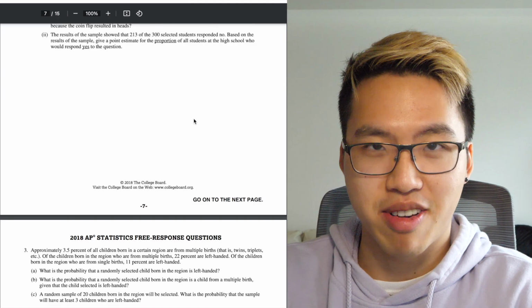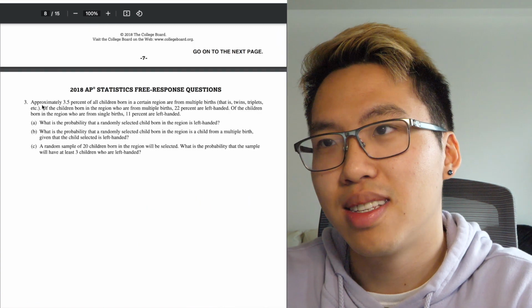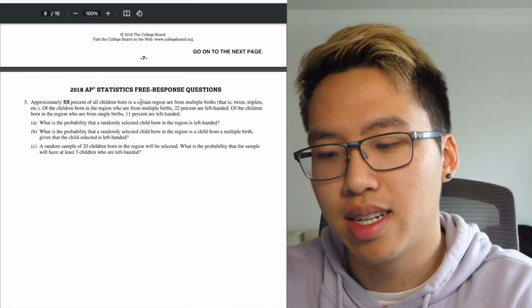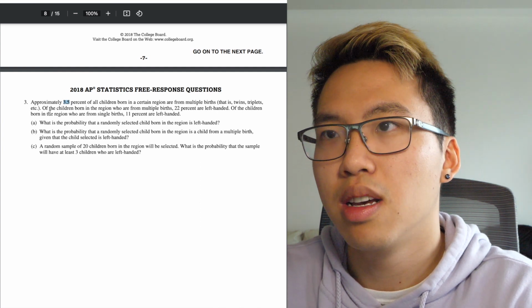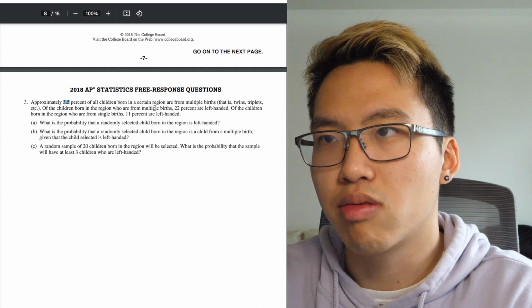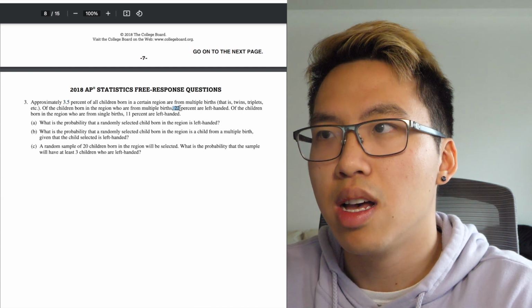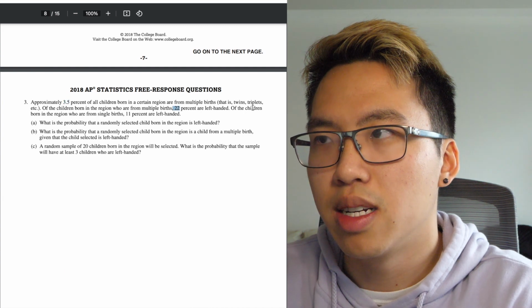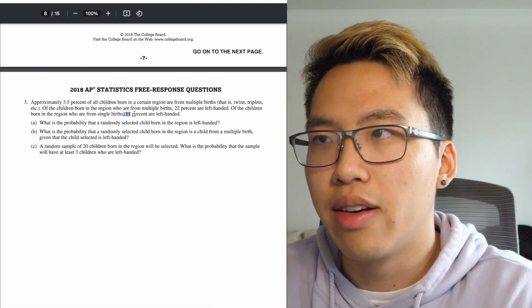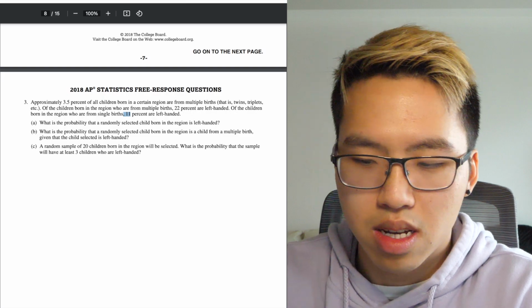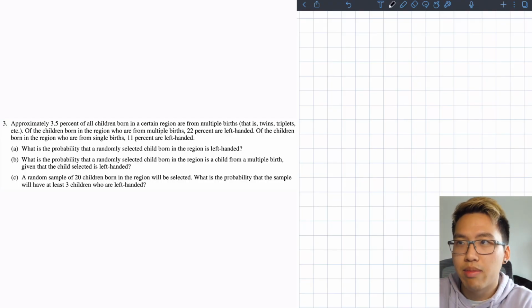Okay, question 3. Let's do this. It says approximately 3.5% of all children born in a certain region are from multiple births. Of the children born in the region who are from multiple births, 22% are left-handed. Of the children born in the region who are from single births, 11% are left-handed. The first question is asking: what is the probability that a randomly selected child born in the region is left-handed?